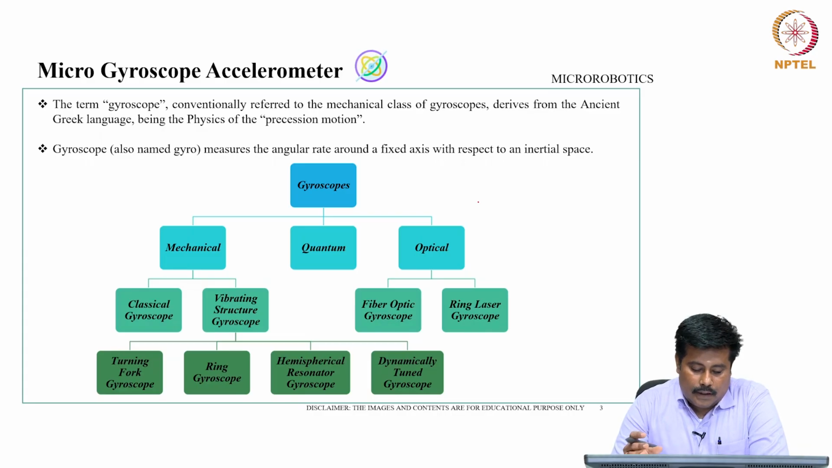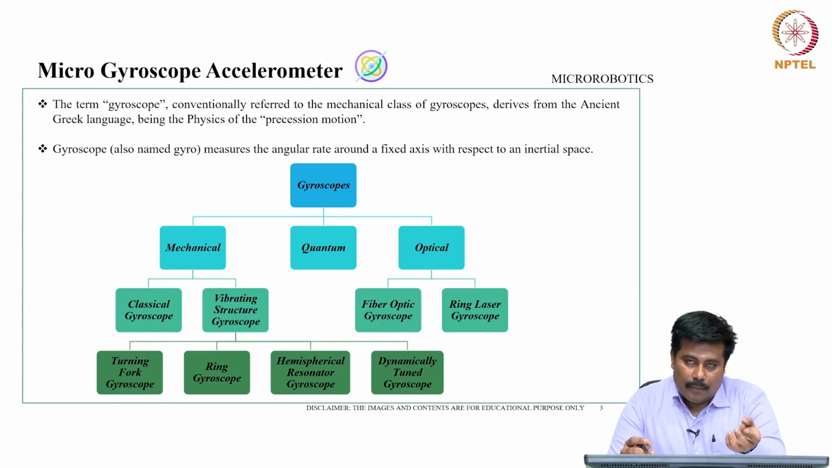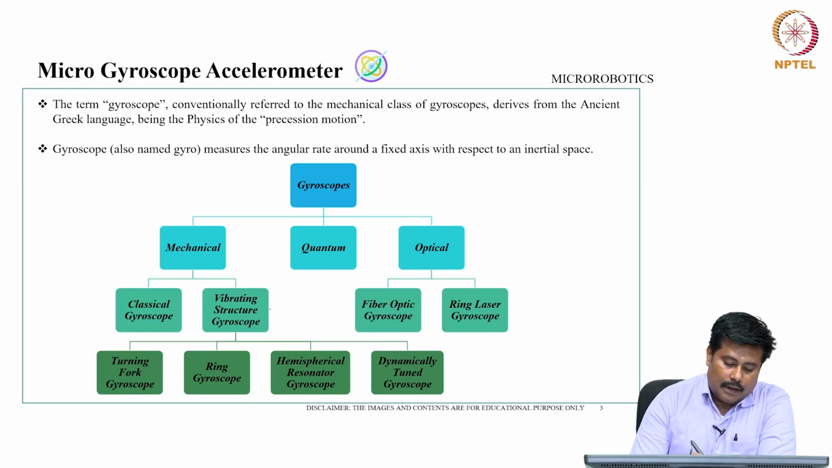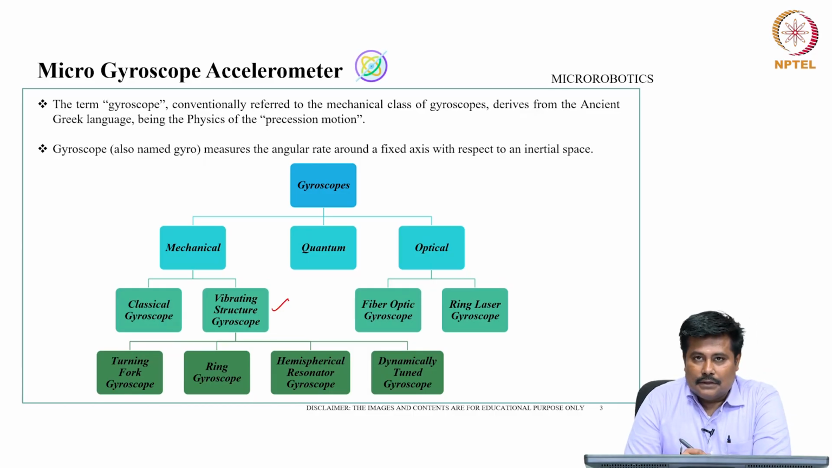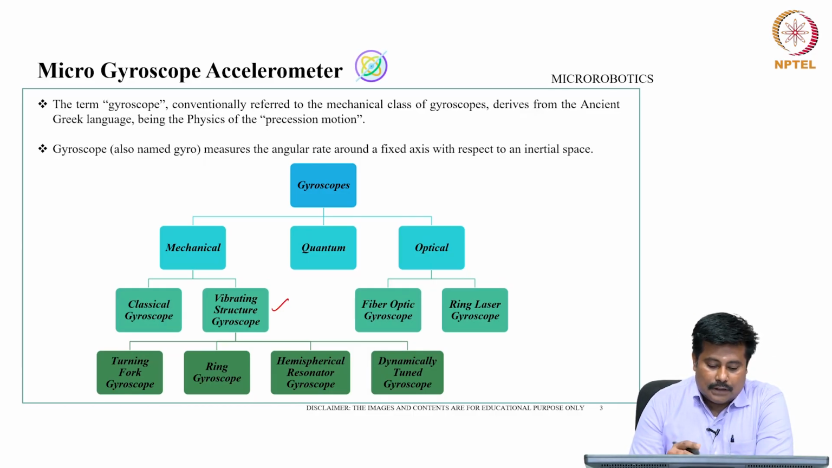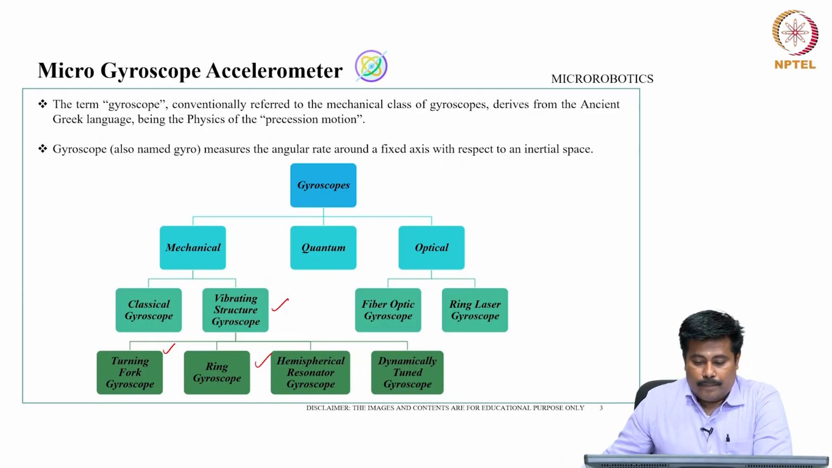So when we take this mechanical domain, it is classified into two. One is called a classical gyroscope, another one is called a vibrating structure gyroscope. However, in the case of an optical based system, we can classify it as fiber optic gyroscope and a ring laser gyroscope. Now let us take the classification of this vibrating structure gyroscope. So the vibrating structure gyroscopes are classified into four. One is called the tuning fork gyroscope, the ring gyroscope, hemispherical resonator gyroscope, and dynamically tuned gyroscope.